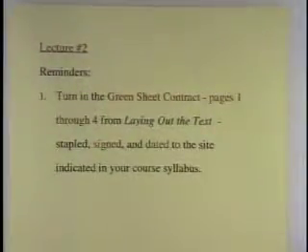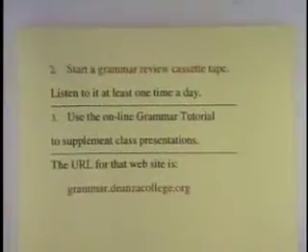I wanted to start out with some reminders, and then we'll see if anybody in the studio has questions. For starters, your green sheet contract actually runs pages 1 through 4 in your Laying Out the Text textbook. Please take both pages out, staple them, sign them, date them, and return them to the site indicated in your course syllabus.